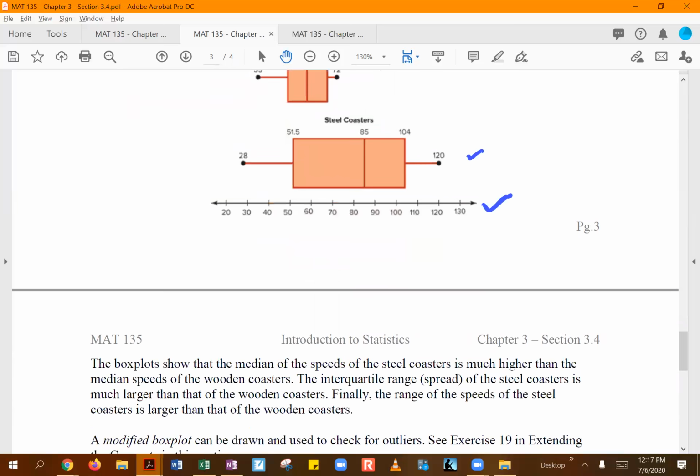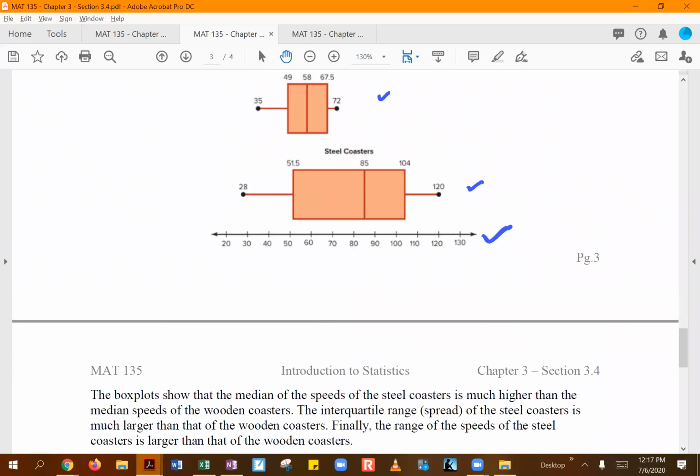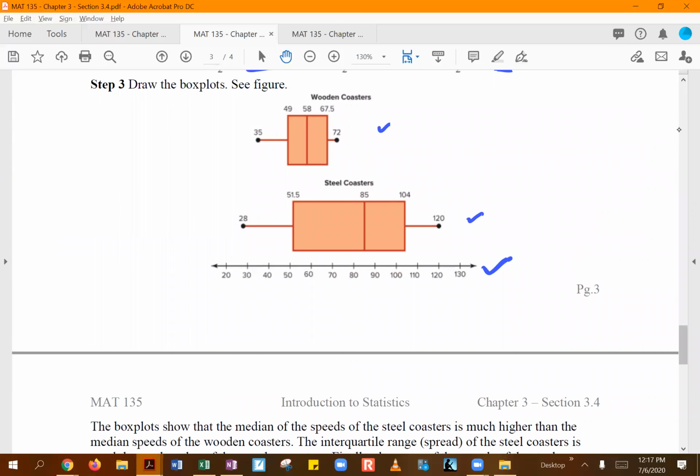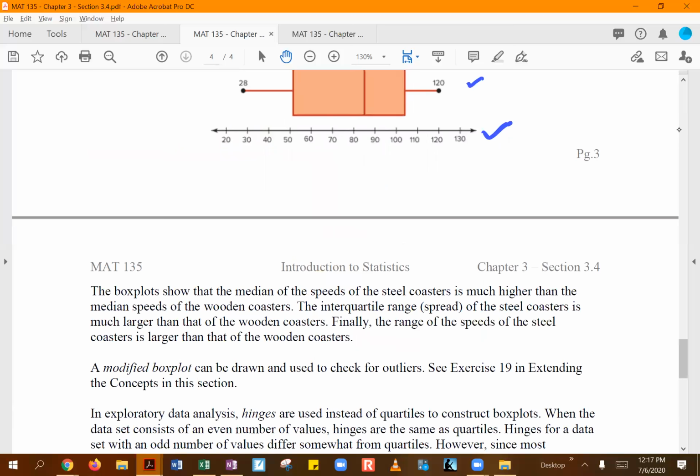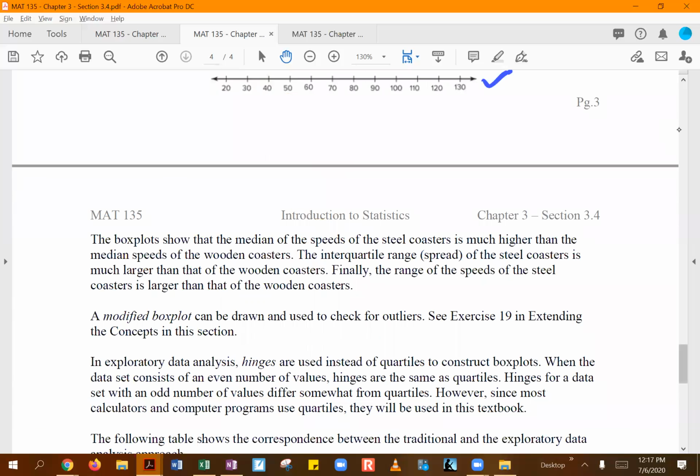And then you can also see how different the averages are, because the median for the wooden roller coasters is at 58, whereas for the steel roller coasters it's at 85. So we know steel ones are definitely going to be faster than the wooden ones. So they're basically saying the box plot shows the median of the speeds of the steel coasters is going to be higher than the wooden ones.